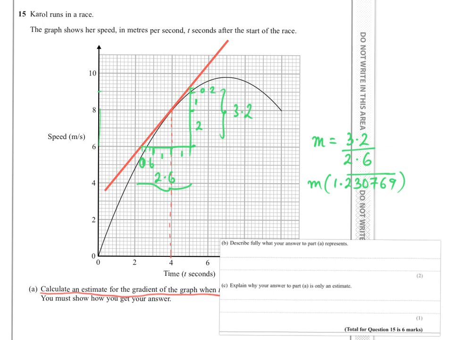Well, the next part of the question says describe fully what your answer to part A represents. Well, if I look at the dimensions, I have meters per second here, per second here, because I'm dividing, which is per. So meters per second, which is velocity, by seconds, which is time, and the rate of change of velocity per time is the acceleration. So what I've got here is the acceleration at t equals 4 seconds.